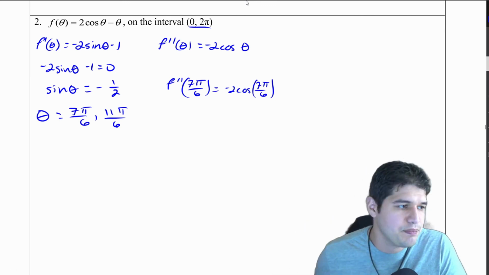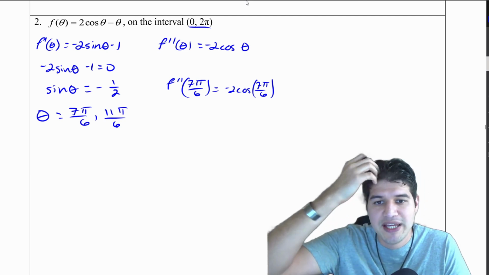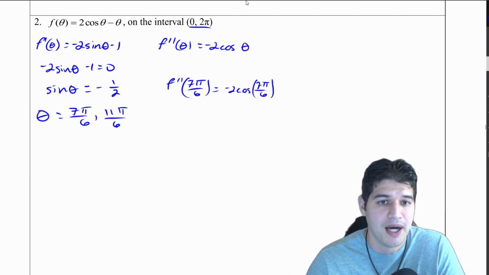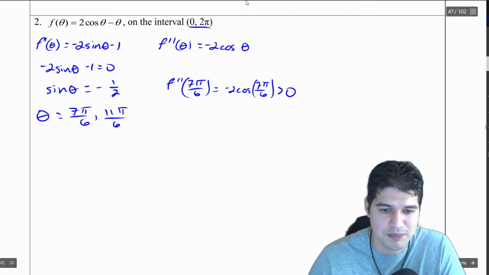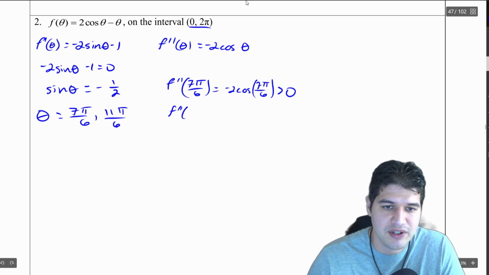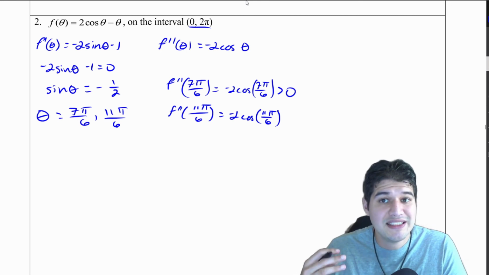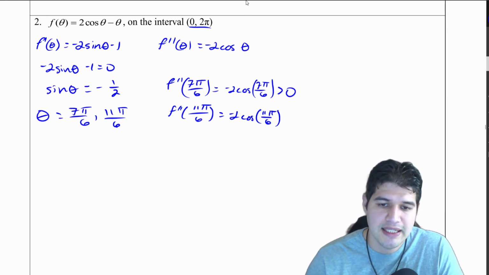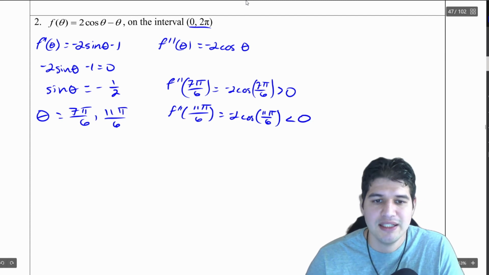So cosine of 7 pi over 6. What do we get there? Well, that's going to be a negative value, and a negative times a negative 2 is going to be a positive. So we know that that comes out to be greater than 0. And then if we find that second derivative at 11 pi over 6, well, we're going to get negative 2 cosine of 11 pi over 6. And cosine of 11 pi over 6 is going to be a positive value. Positive times negative 2 is going to be negative. So all of this comes out to be less than 0.